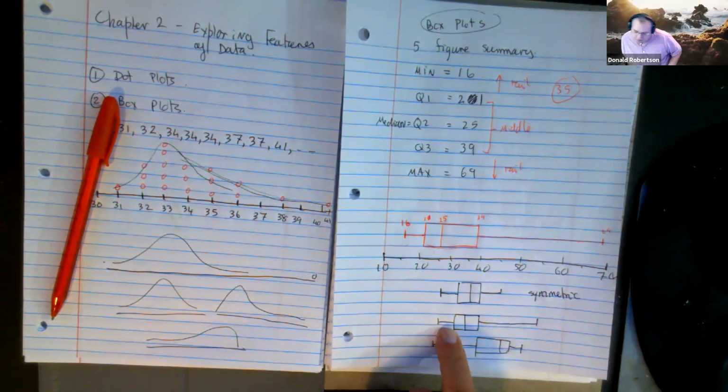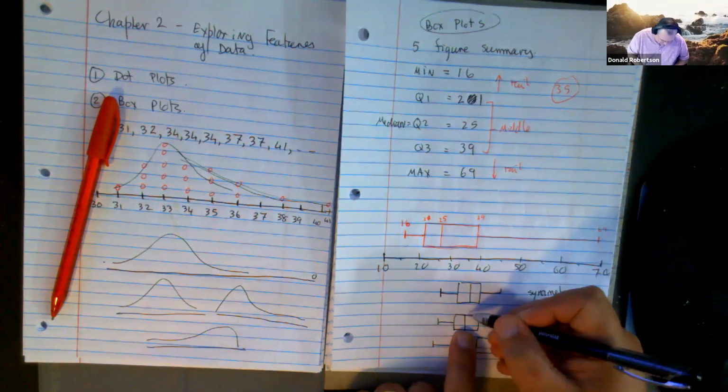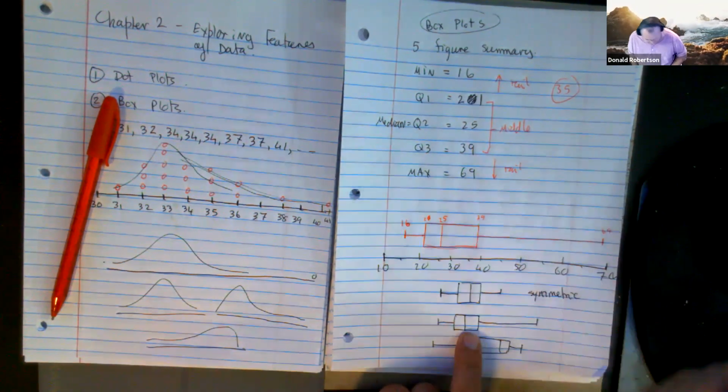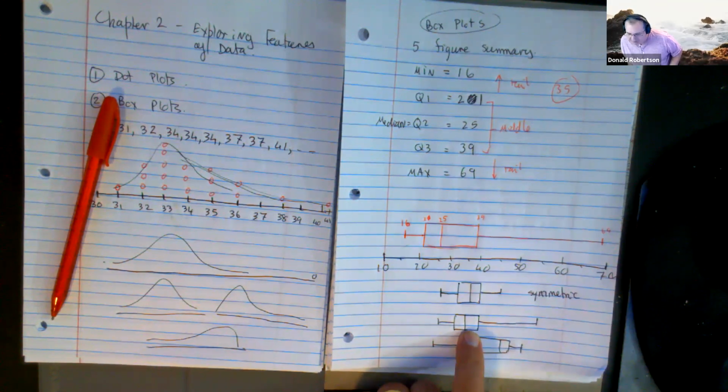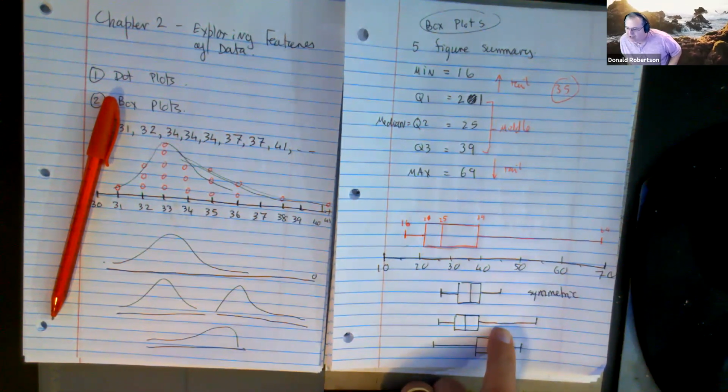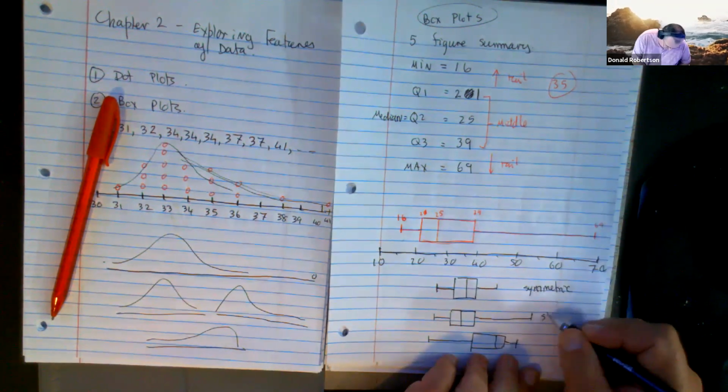Would you see in this one, although I'm not so convinced, maybe I should have done that a little bit better, but isn't the box slightly bigger on the right than it is on the left? And would you agree the tail is definitely bigger? And that would be a skewed to the right.